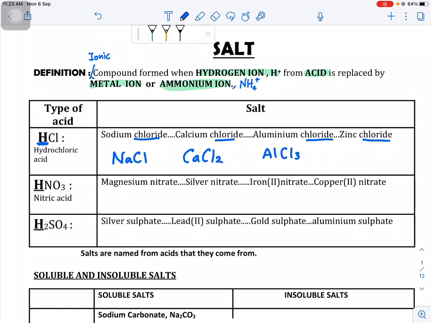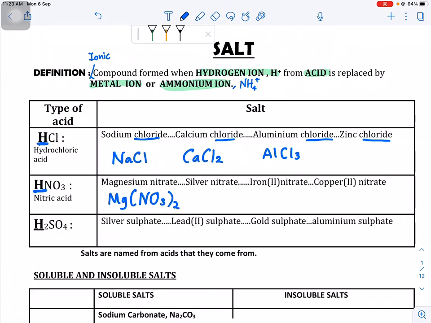The same goes for the nitrate salt. We have the examples here: magnesium nitrate, silver nitrate, iron(II) nitrate, copper(II) nitrate. Why are these compounds known as salts? Because they are formed when the hydrogen ion from the nitric acid is replaced by the metal ion. The metal ion here is magnesium. So magnesium replaces the hydrogen ion and we get magnesium nitrate, Mg(NO3)2. This is how we form the salt.